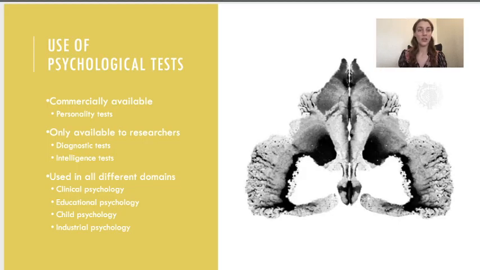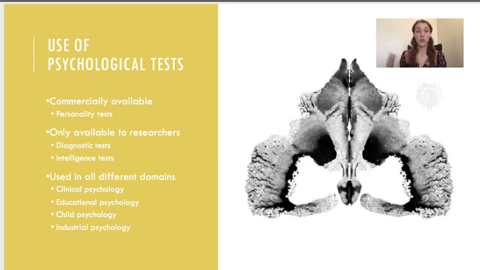We'll start off with the use of psychological tests. Why and where are they used? Psychological tests are available in a number of ways. We have tests that are commercially available or available to nearly anybody. Think personality tests. We have some tests that are only available to researchers, things like diagnostic tests or intelligence tests, things that perhaps have a bit more weight to them in terms of their interpretation.